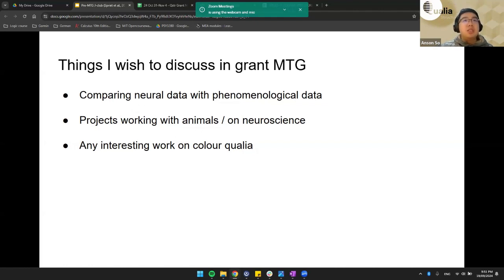And also, I'm interested in animals and neuroscience in general because that's my undergrad, right? So I'm interested in any works with animals or anything that is looking at, say, neurotransmitters, or neuronal activities and so on. And finally, I'm also interested in any work on color qualia because my intern project at the moment is on color and color blindness in general. Work on color will be interesting to me as well.